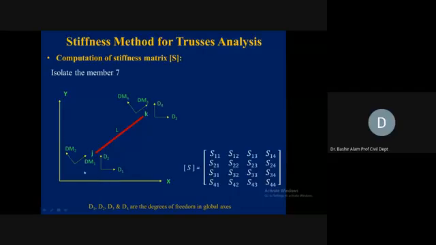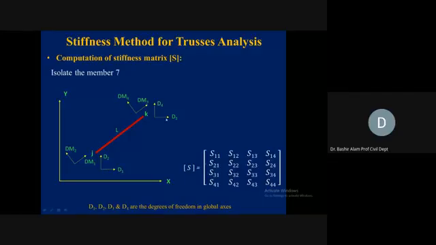Second step, we keep DM2 equal to 1, and DM1, DM3, and DM4 equal to 0, and we generate the second column of the local stiffness matrix. Similarly, DM3 is equal to 1, rest 0, and then DM4 is equal to 1, and we produce turn by turn the third column and fourth column. This was the story for the local displacements.